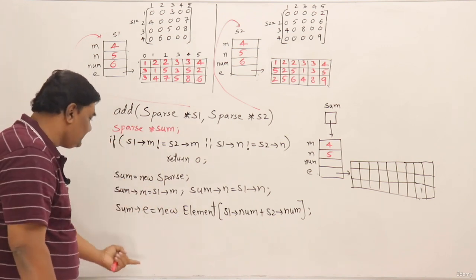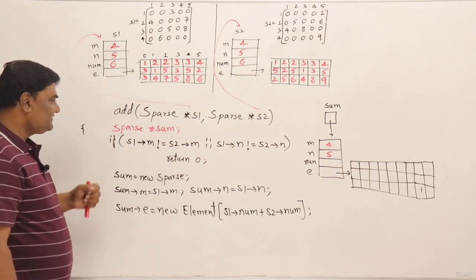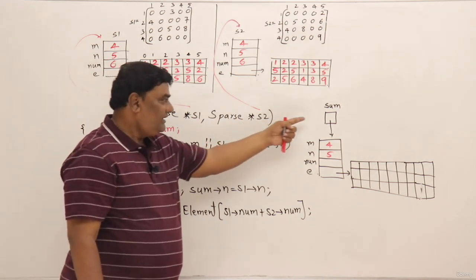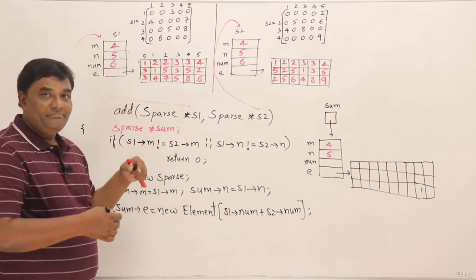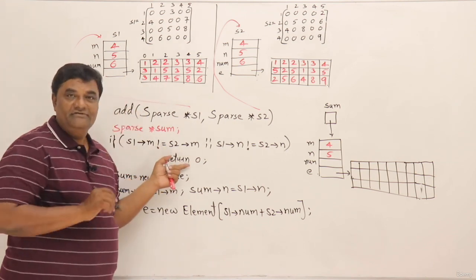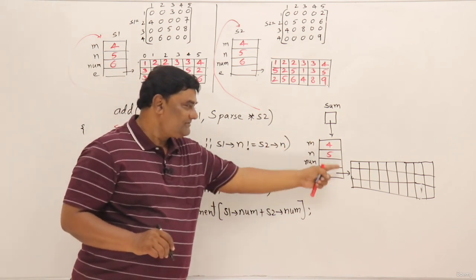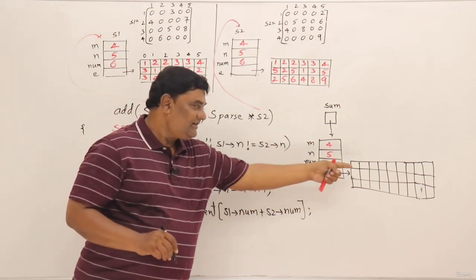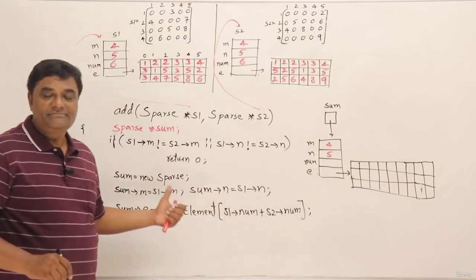I cannot write everything here. I have to remove this, right? So just have a look at this function. I have a pointer here. Then I am checking whether their dimensions are not matching. Then stop there itself, return 0. Otherwise, create an object of sparse matrix. Then create the array of elements and set the dimensions 4 and 5. So this much work is over.